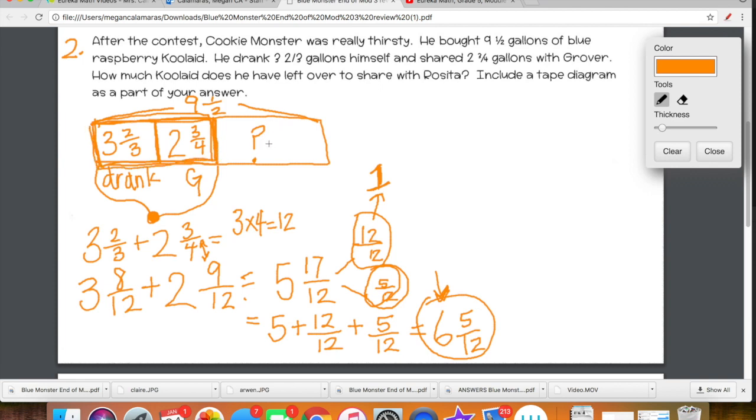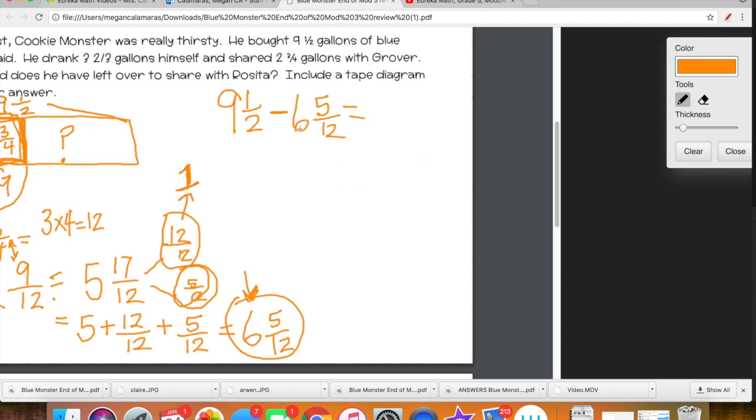We need to find out our question mark. We know the whole is equal to 9.5. The whole rectangle is equal to 9.5. We know this chunk is equal to 6 and 5 twelfths. If we subtract 6 and 5 twelfths from 9 and 1/2, we are going to understand what is represented by our question mark. So let's think about a common denominator. Of course, these do not have the same denominator. Let's think about a common denominator between these two numbers.